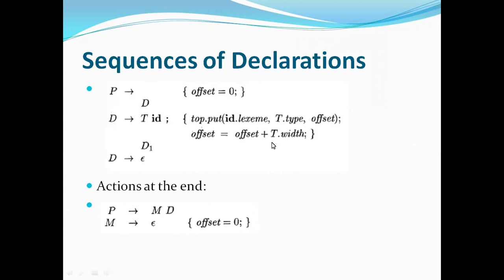So in the translation scheme, T.type and T.width are the synthesized attributes, right? These two are the synthesized attributes. That means the type indicates the data type of the corresponding identifiers, and width is used to indicate the memory units associated with an identifier of the corresponding type.